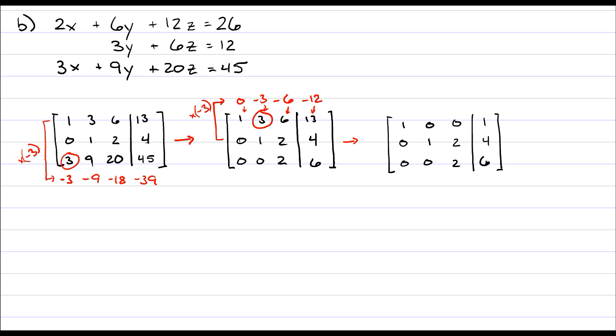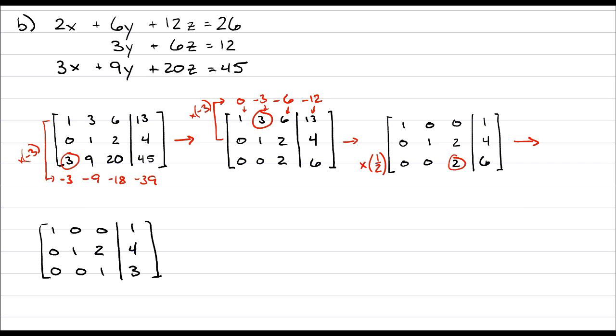So now I move over to the third column, and I need to make this into a 1. So I need to divide this entire row by 2. So I multiply by 1/2, and this leaves me with the first row exactly the same. Second row is exactly the same. It's only the third row that changes, and that changes to 0, 0, 1, 3.